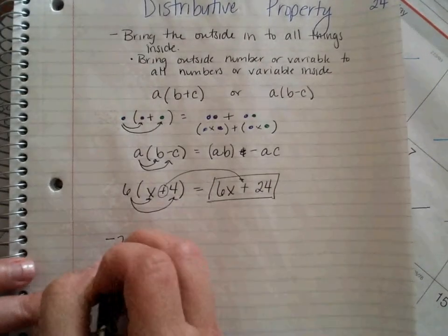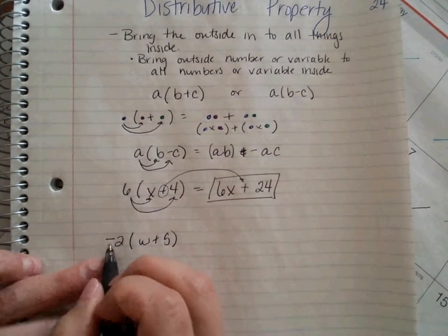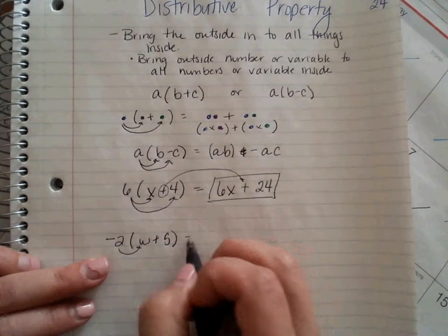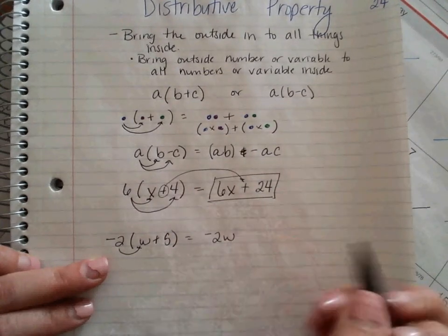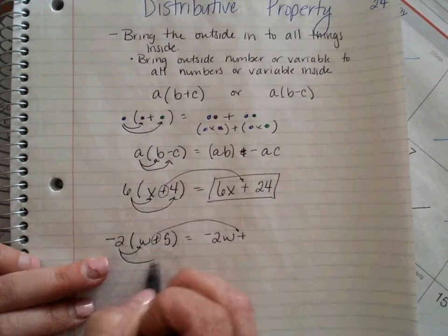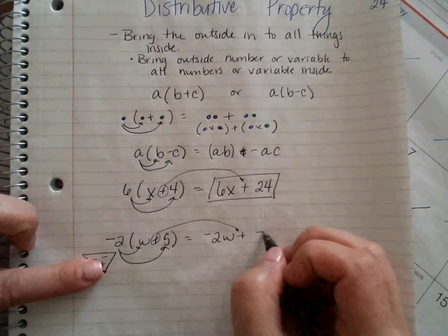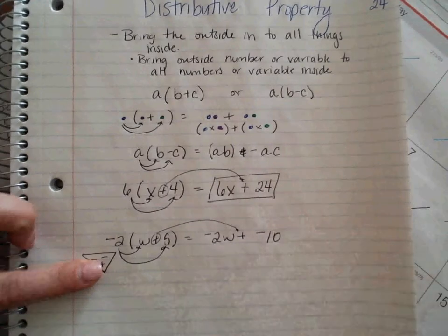Let's look at another one. Negative 2 parentheses w plus 5. So I'm going to do negative 2 times w makes negative 2w. Bring my plus. Negative 2 times 5, Mr. Grumpy says a negative and a positive make a negative. 2 times 5 is 10.